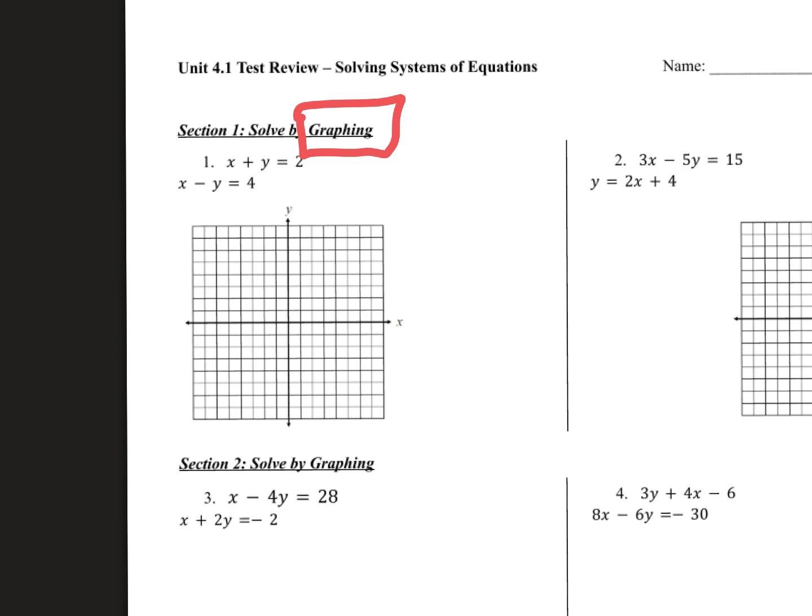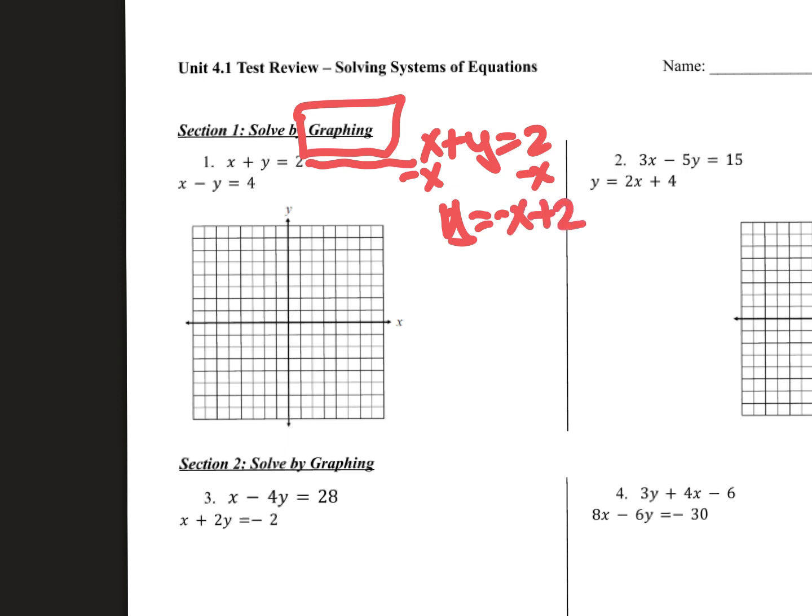Looking at both of these equations, they are in standard form. So the first thing that we're going to do is solve the equation. We're just going to convert them. Easy peasy. Looking at this first equation, I have x plus y equals 2. First thing I'm going to do is subtract x on both sides. So there's my original equation. Subtract x from both sides, and I'm left with y equals negative x plus 2. Look at that, already in slope-intercept form.